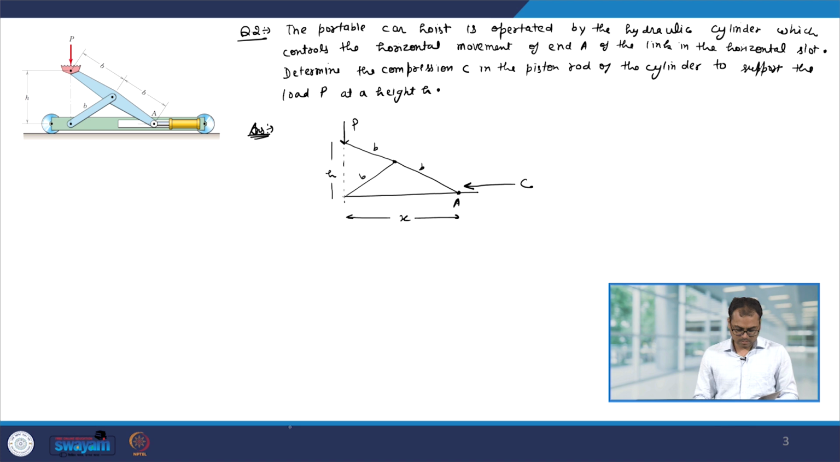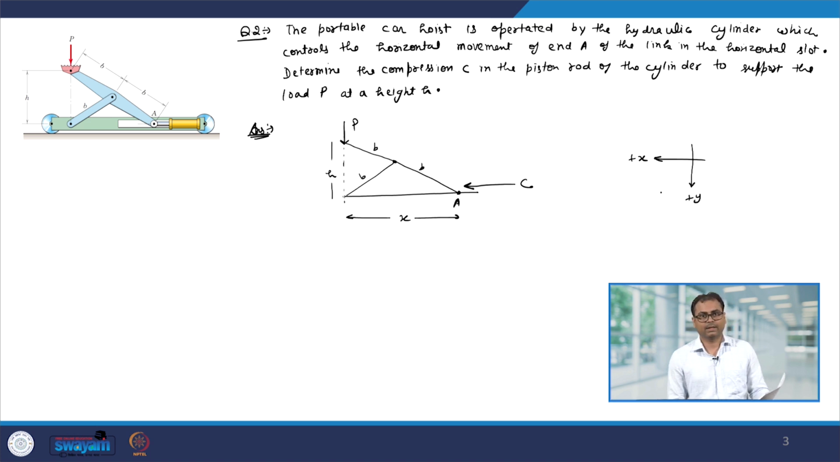Now, you can see that the force is acting in that direction. So, let me take plus x like this, and the force P is acting downwards. So, let me take plus y in that direction. So, I can write down the principle of virtual work equation. It is delta U equal to 0, which is P delta h plus C delta x equal to 0.